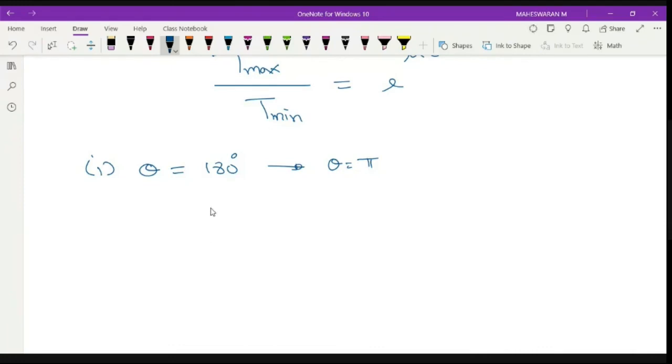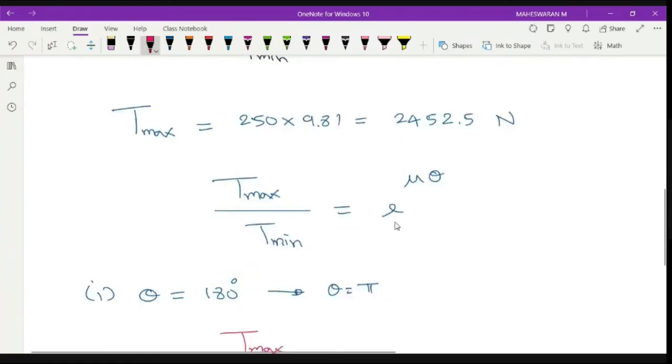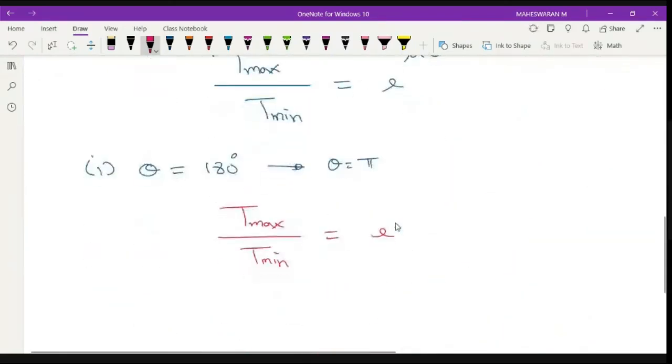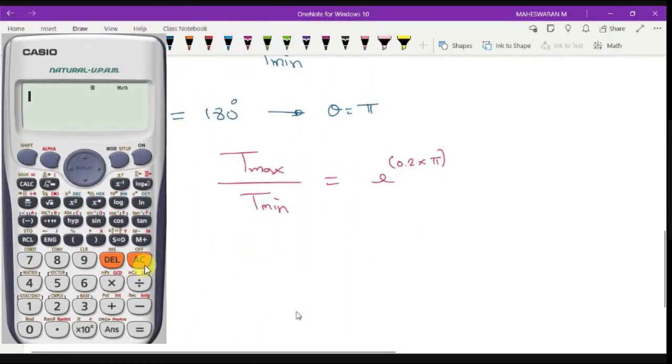Now I can substitute it. T max by T min is equal to e power mu, and mu is given as 0.2, so e power 0.2 into pi. In your calculator, above the ln key you have e power. Use that, don't use anti-log, because anti-log is 10 power x, while ln is e power. So substitute accordingly: e power 0.2 pi.